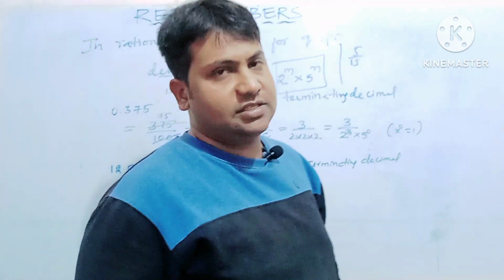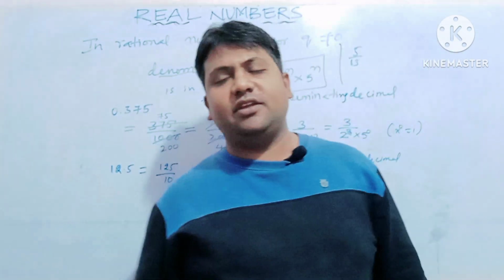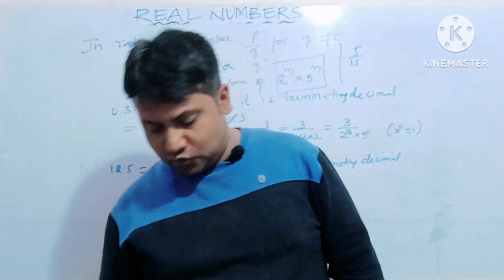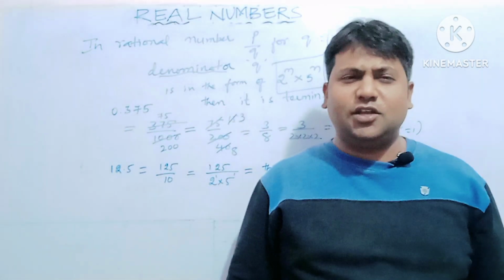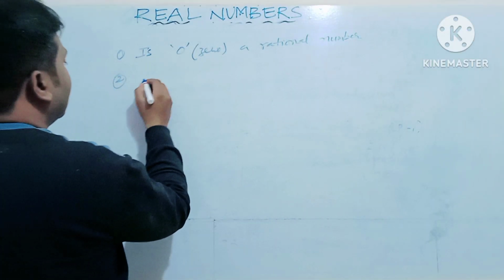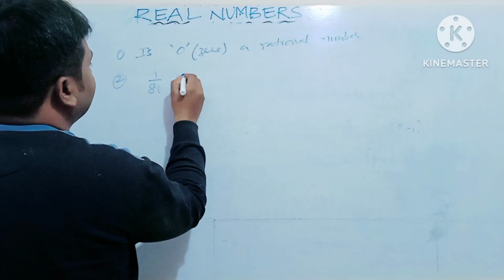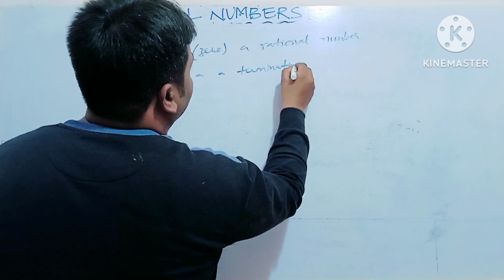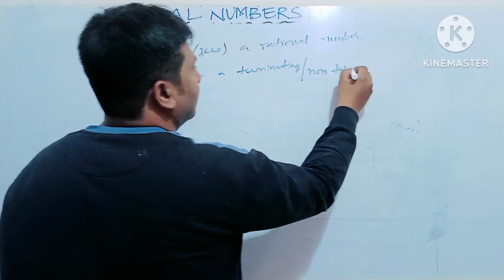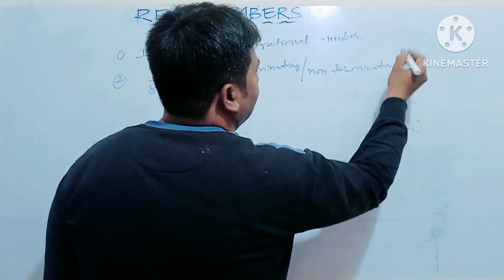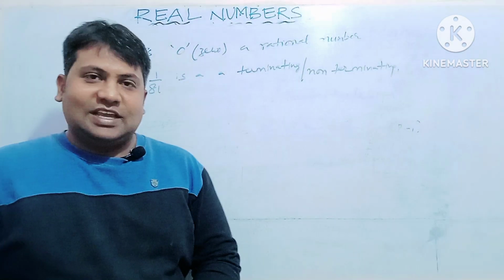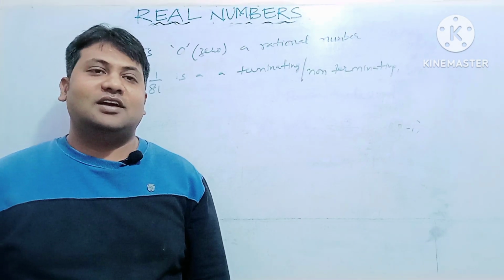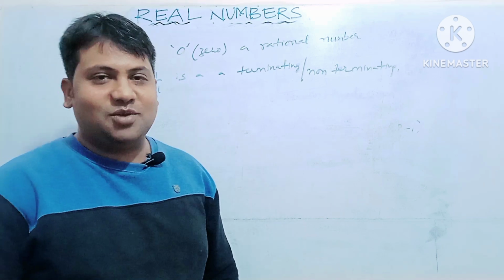Got it? Yes. Then one more thing, children. Two small questions will be asked by me for you. If you answer these questions, I'll be taking your name in my next YouTube video. First question: is 0 a rational number? And second: is 1 by 81 terminating or non-terminating? Try and comment so that I can take your name in my video and give a round of applause for you.